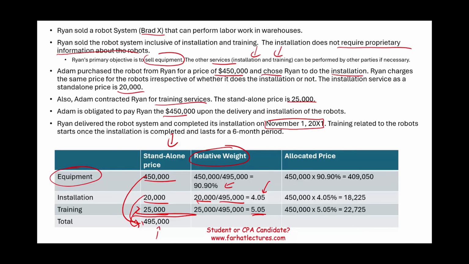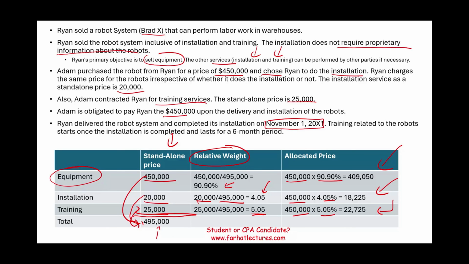Now what we do is we take the $450 times the related percentages, and this is how much we allocate to the equipment, this is how much we allocate to the installation, and this is how much we allocate to the training, which is $409.50 for the equipment, $18,225 for the installation, and for the training $22,725.